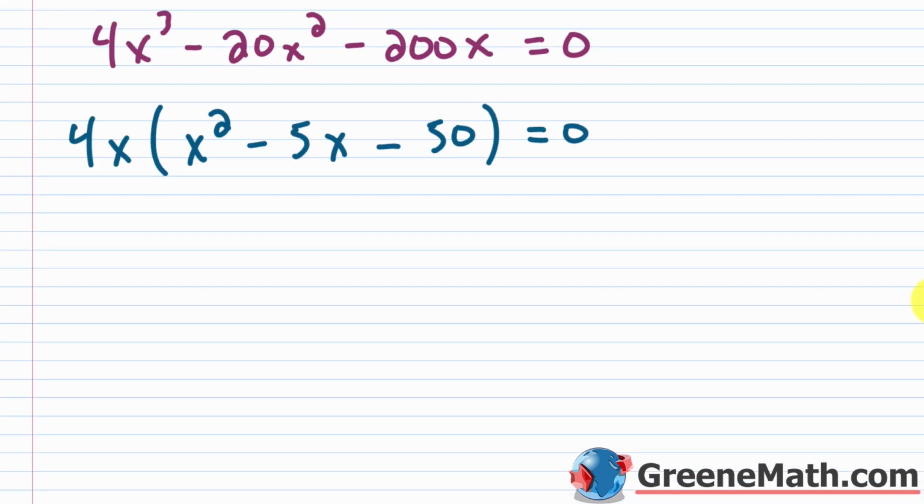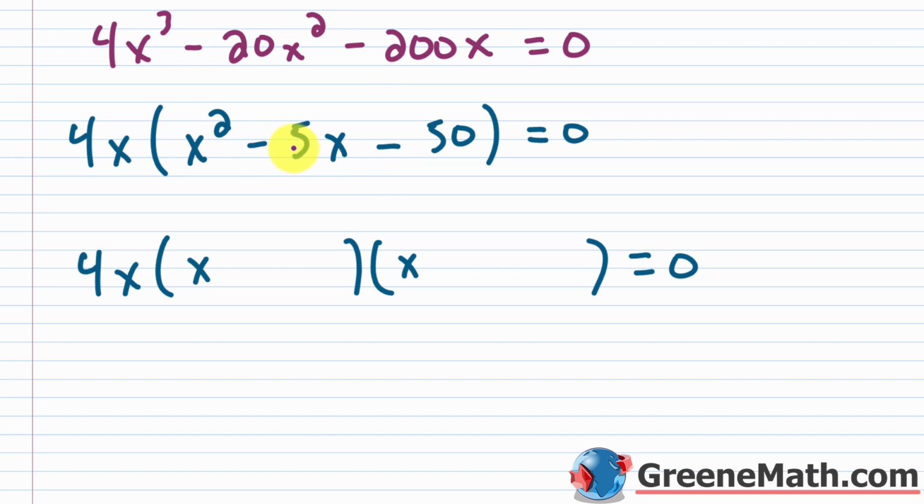So now I want to factor on the inside here. Don't forget about this 4x because we're going to need that in a moment. So let me set this up like this. And I know this is x and this is x. So give me two integers whose sum is negative 5 and whose product is negative 50. I know I need opposite signs there. And it looks like I need 10 and 5. And I want a negative 10 and a positive 5. That way the outer would be negative 10x. The inner would be positive 5x. That would give me my negative 5x there.